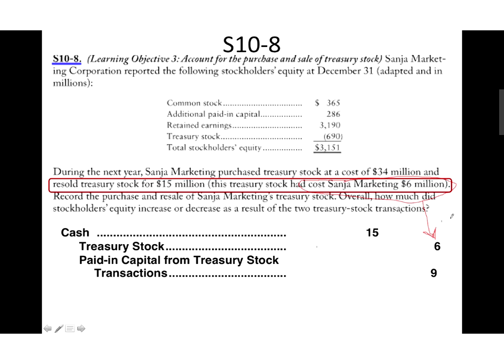Okay, the question is about separate transactions. During the first sentence, during the year, they purchased treasury stock at $34 million. Okay, so that's how their purchase is a treasury stock. The second sentence, they sold some treasury stock for $15 million. And that's why they're telling you that treasury stock cost $6 million.